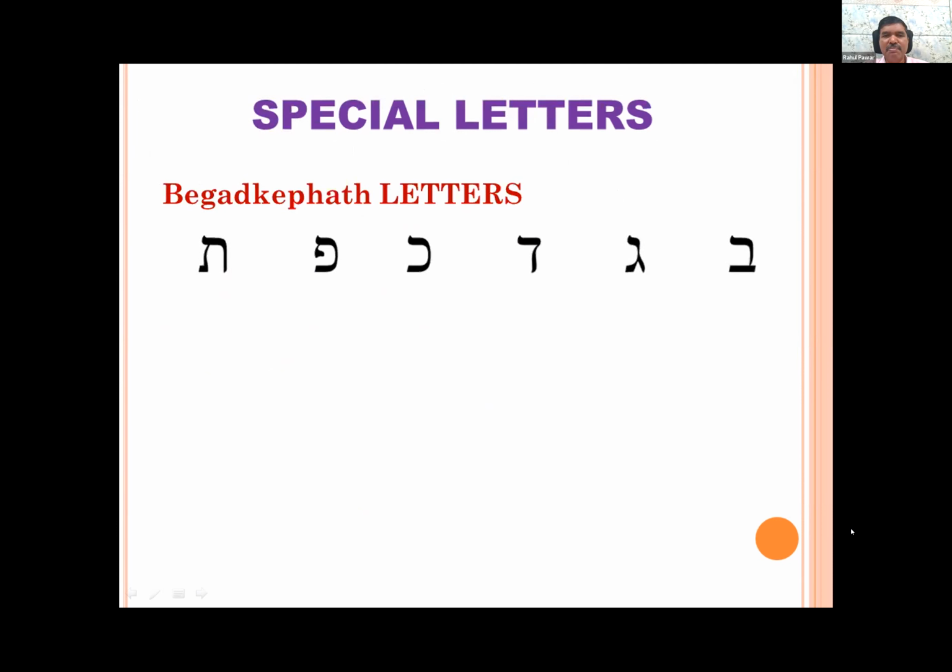Now, very important is the Begadkefat letters. These six letters are called Begadkefat letters: Beth, Gimel, Dalet, Kaf, Pe, and Tav. You don't need to remember these six letters. Just remember one word, Begadkefat. Everyone say Begadkefat. So Be means Beth, Ga is Gimel, De is Dalet, Ke is Kaf, Fa is Pe, and Tav. In this one word, all these letters are included. So you need to remember just one word, Begadkefat.